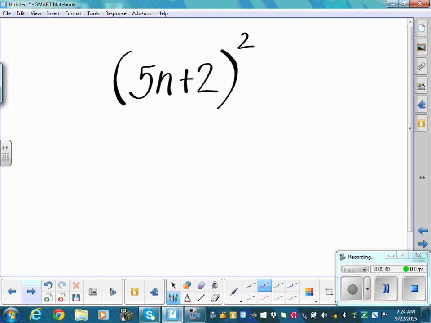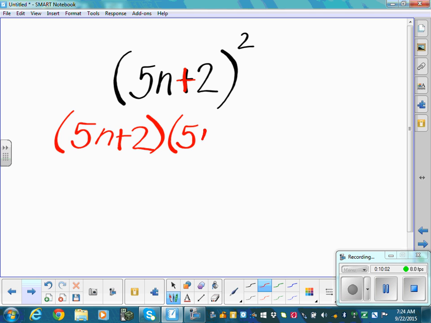One more, 5n plus 2 squared. Can we just square this? No, because of the plus sign, that would be breaking the forbidden rule. So we'll quickly rewrite this as 5n plus 2 times 5n plus 2. Then from here, we're just multiplying polynomials, but very carefully.